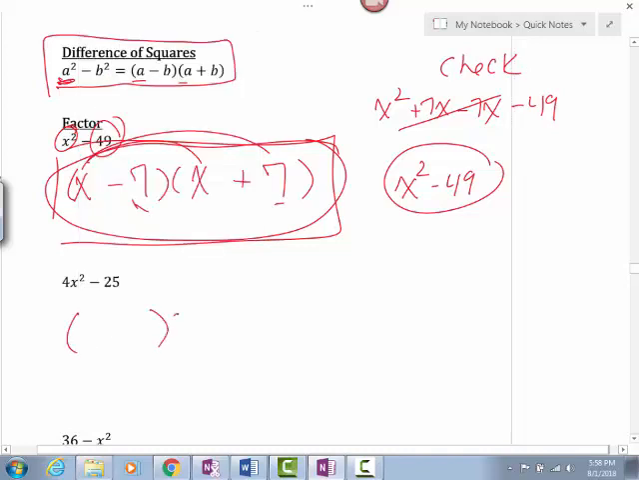Okay, let's do the same thing here. One's going to be minus, one's going to be plus. Well, if that's a 4x squared, I need to put a 2x here and a 2x here. And if that's a 25, I need to put a 5 here and a 5 here. And we're done.